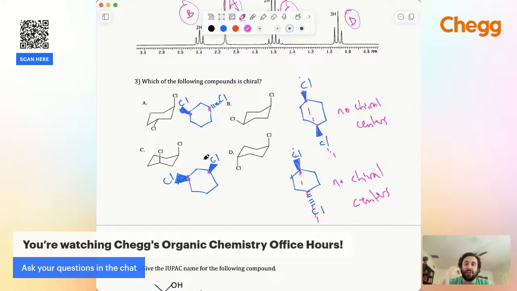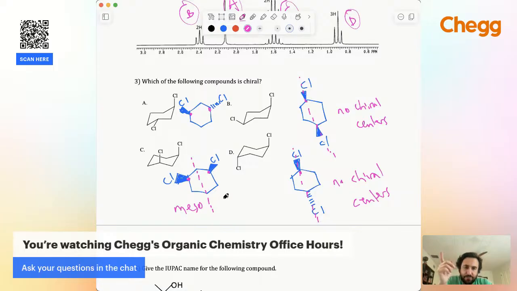The only difference here is that this one is meso. There is an internal symmetry plane here. If we reflect half of the molecule across that mirror plane, we do get the other half of the molecule. And so that makes sense, right? If you took the mirror image of the molecule, you'd get the same molecule. And so it cannot be chiral. So a meso compound is an example of a compound that has 2 or more chiral centers, but is achiral overall, or not chiral overall.